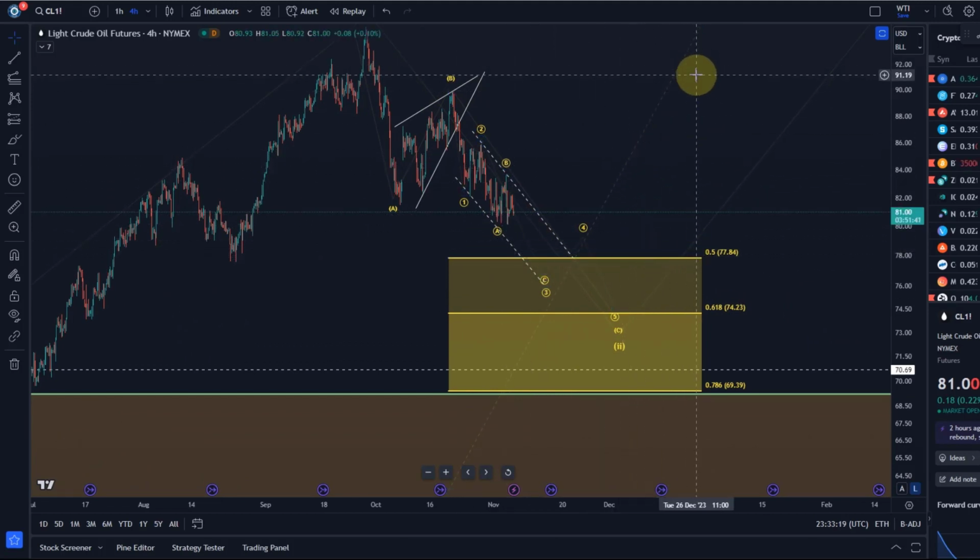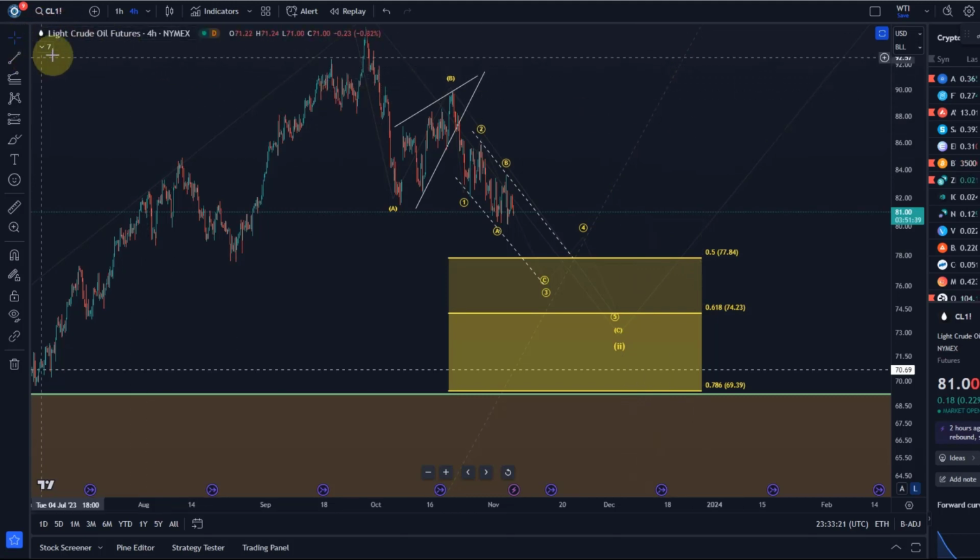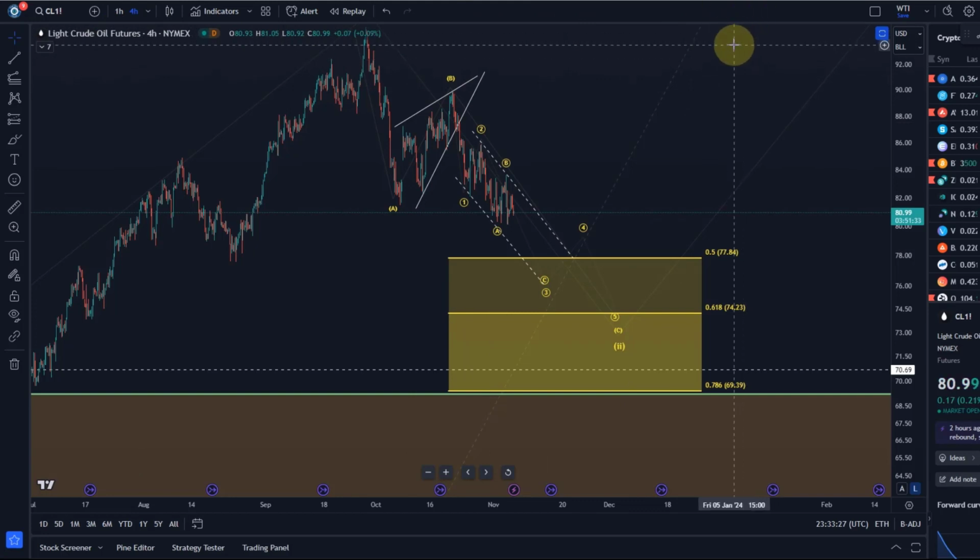Let's take a look at, oh yeah, this was WTI, sorry. Mixed things up here a little bit.